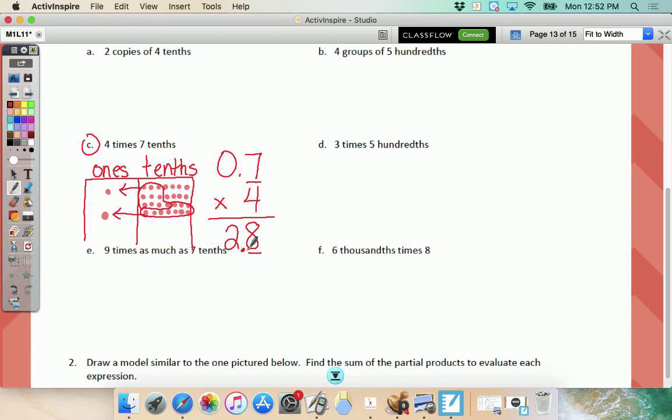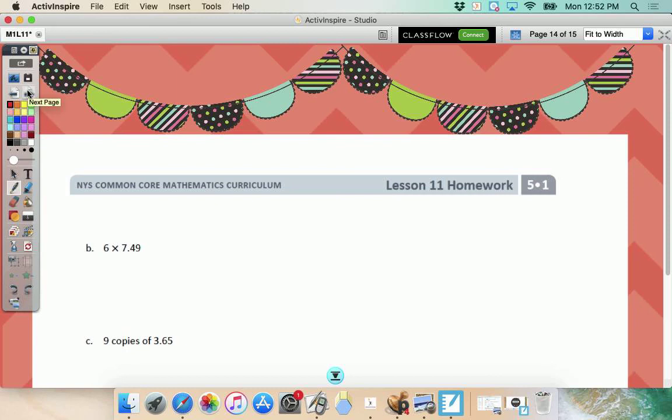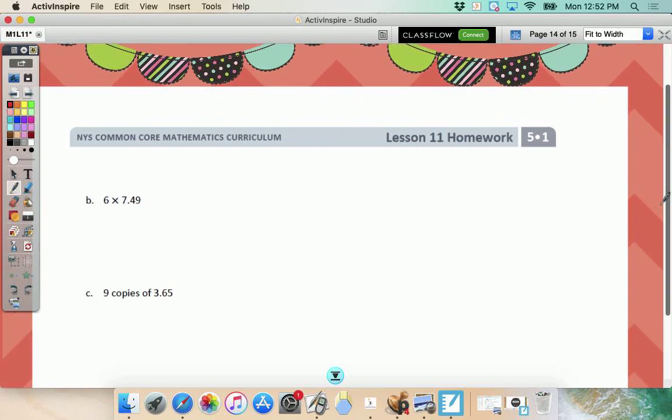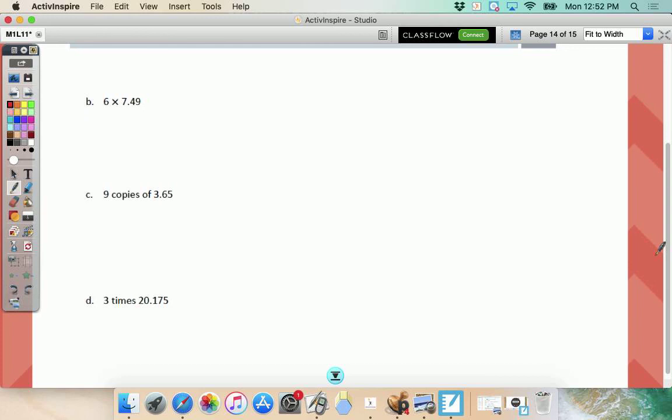Is this getting any easier? Yeah. This is pretty simple math except for the decimal, okay? So you're going to have one problem like that on your exit ticket. Now let's look at the back of the homework, and we're going to do B.